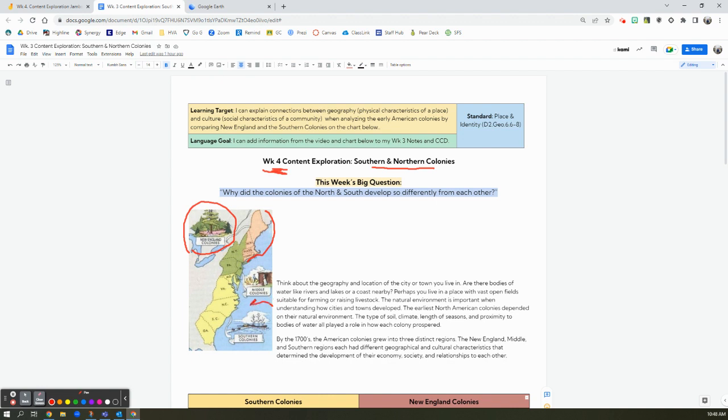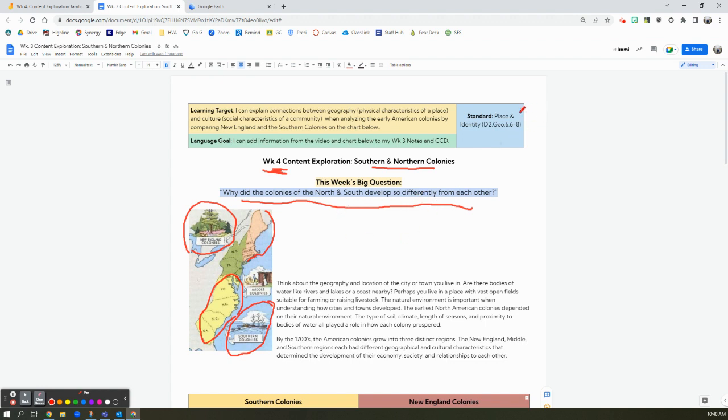We're going to be looking at those versus the southern colonies, which are here in yellow. And these are the southern colonies down here. And in particular, we're going to be asking this week's big question, why did the colonies of the North and the South develop so differently from each other?